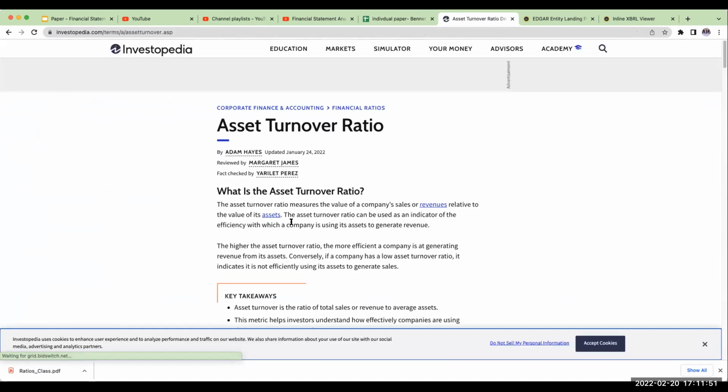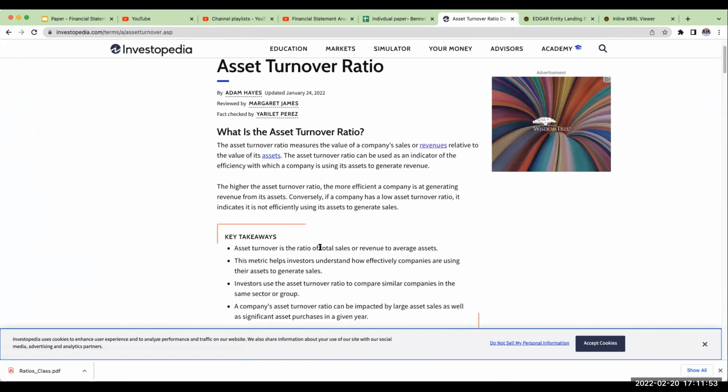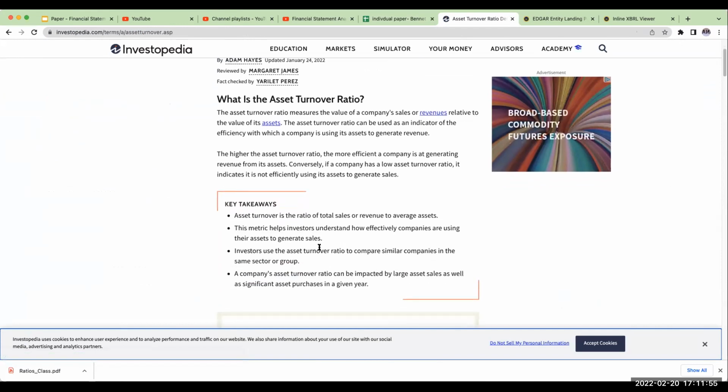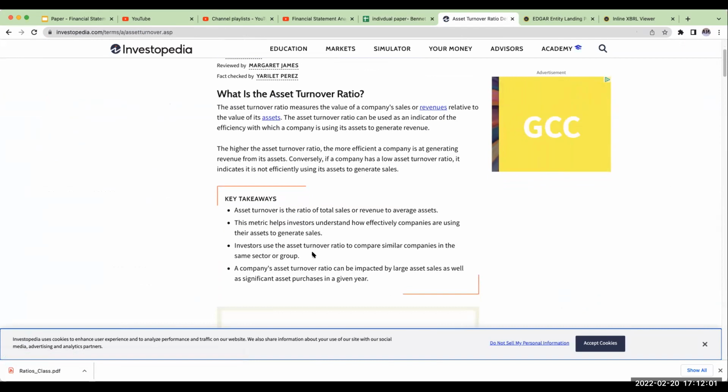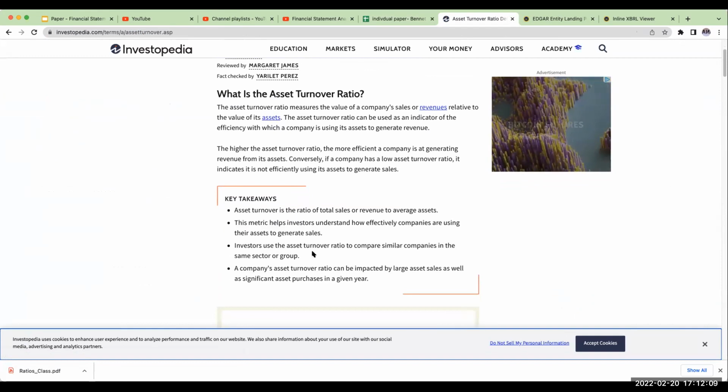Okay. The asset turnover ratio measures the value of a company's sales or revenues relative to the value of its assets. The asset turnover ratio can be used as an indicator of the efficiency with which a company is using its assets to generate revenue. The higher the asset turnover ratio, the better it is.